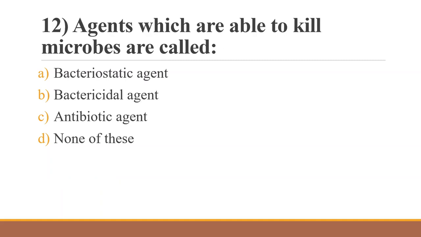Then 12th question. Agents which are able to kill microbes are called option A, bacteriostatic agent, option B, bactericidal agent, option C, antibiotic agent, option D, none of these. Answer is option B, bactericidal agent. What is bacteriostatic agent? That is, it prevents the growth of the bacteria.